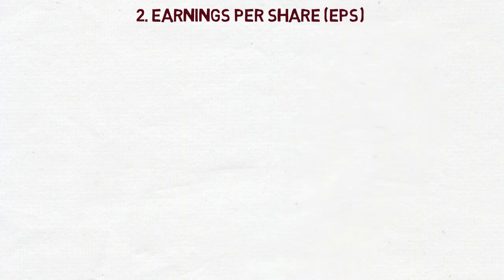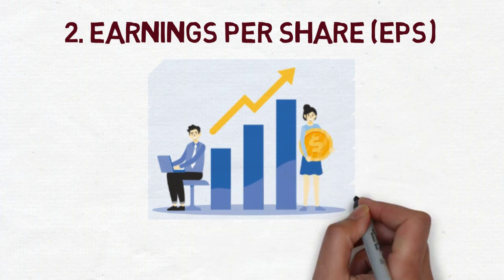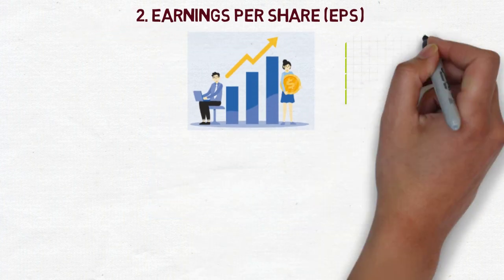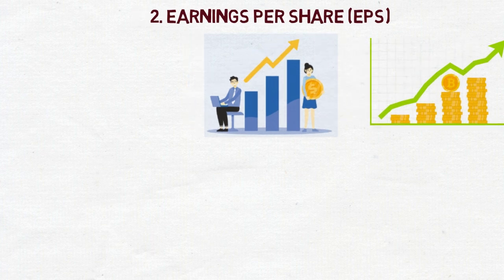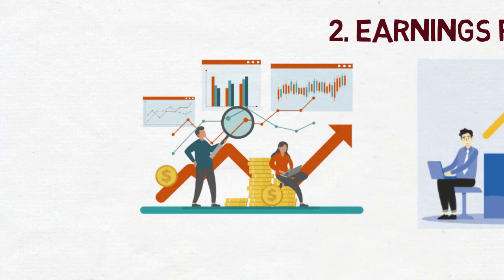Parameter number 2 is earnings per share, or EPS. EPS is a profitability indicator, and it's just one of the several ratios that can be used to gauge a company's financial health. Earnings per share is the amount of net income you can make per share of a stock within a given time period. In other words, it defines how well a stock is performing in the current market.